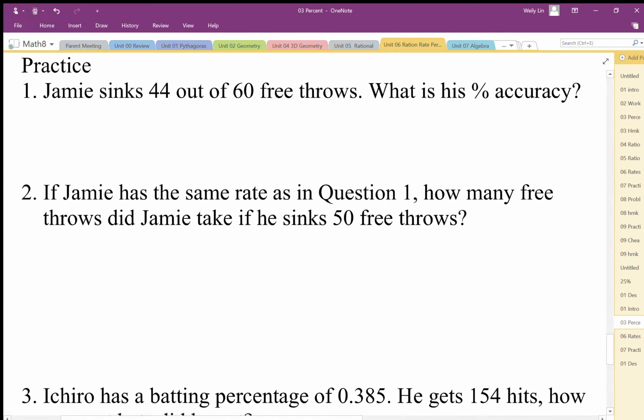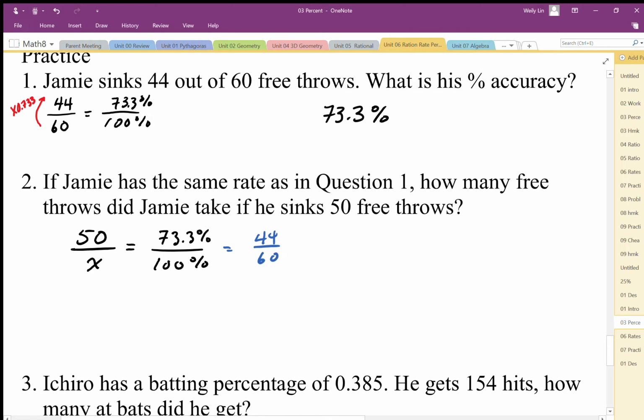If Jamie has the same rate in question 1, so he's scoring at a rate of 73.3%, how many free throws did it take if he sinks 50 free throws? It's hard to say. So 50 out of what we don't know is the number of attempts. Now we can use this original ratio of 44 to 60, or we can use 73.3. Since we're rounding, this is not as accurate as using the original ratio of 44 out of 60, because this is our part to whole, part to whole, part to whole. These all represent the same ratios, and they can be shown equivalent to each other.